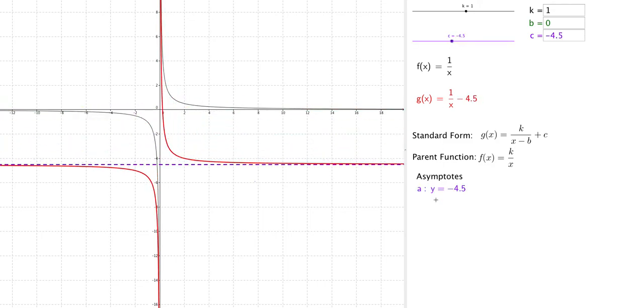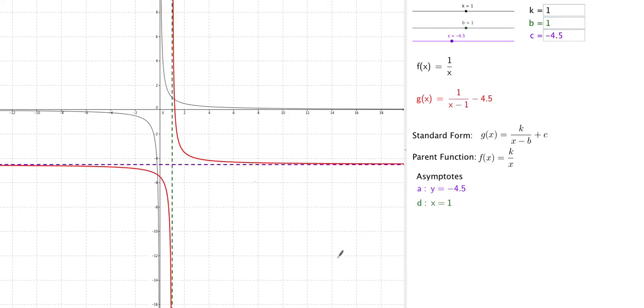Now down here you'll notice asymptotes. The asymptote for the graph changes whenever you translate it. The horizontal asymptote is always y equals c, this c value out here. So I'll write that down. The horizontal asymptote is always y equals c. The vertical asymptote is x equals b. Sorry, x equals b. These two asymptotes, this one showing in green and the horizontal showing in purple. The x equals 1, that's your b value. Y equals negative 4.5 is your c value. So that's how the translations work.